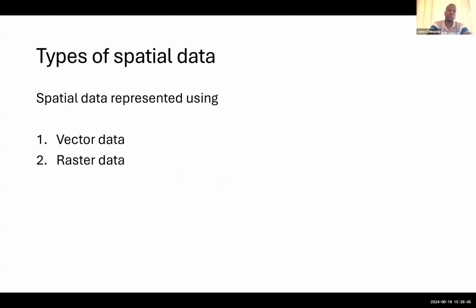Now, going back a bit to the spatial data, this time looking at the types of spatial data that we usually talk about in GIS. There are basically two of them, vector data and raster data. So I'm going to go through each one of them in the next few slides.